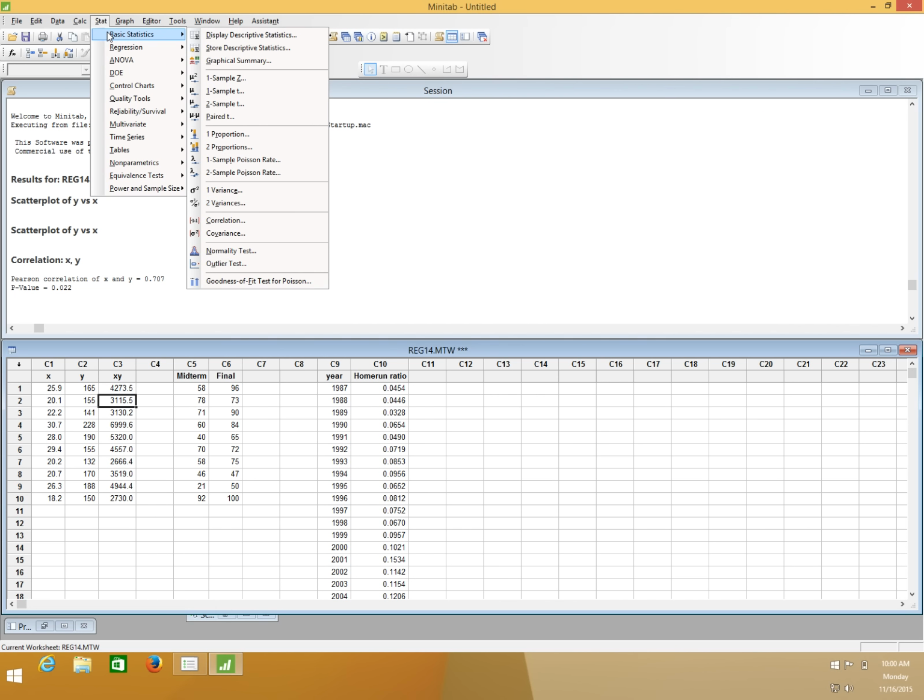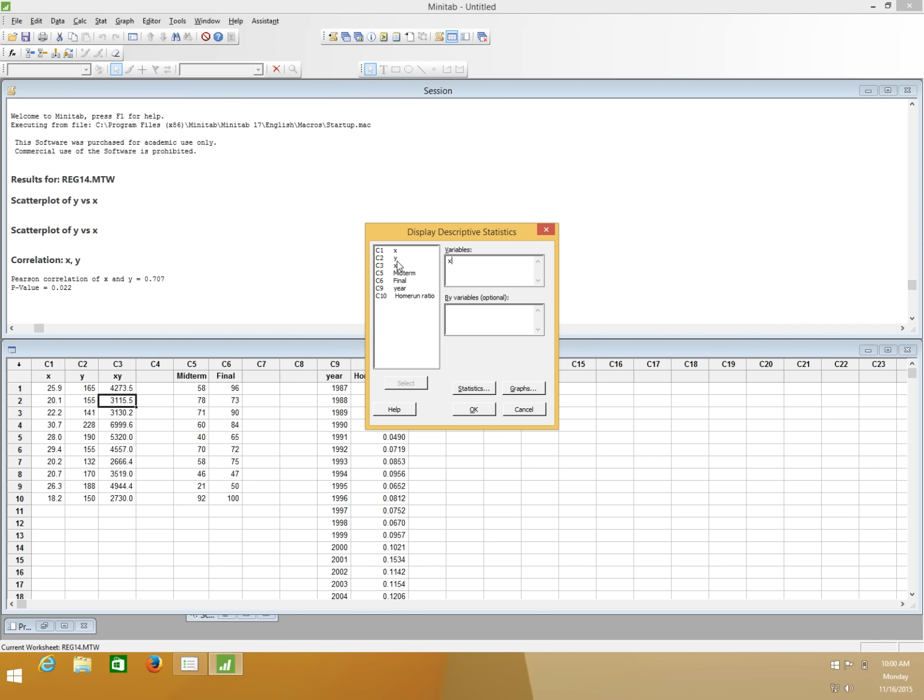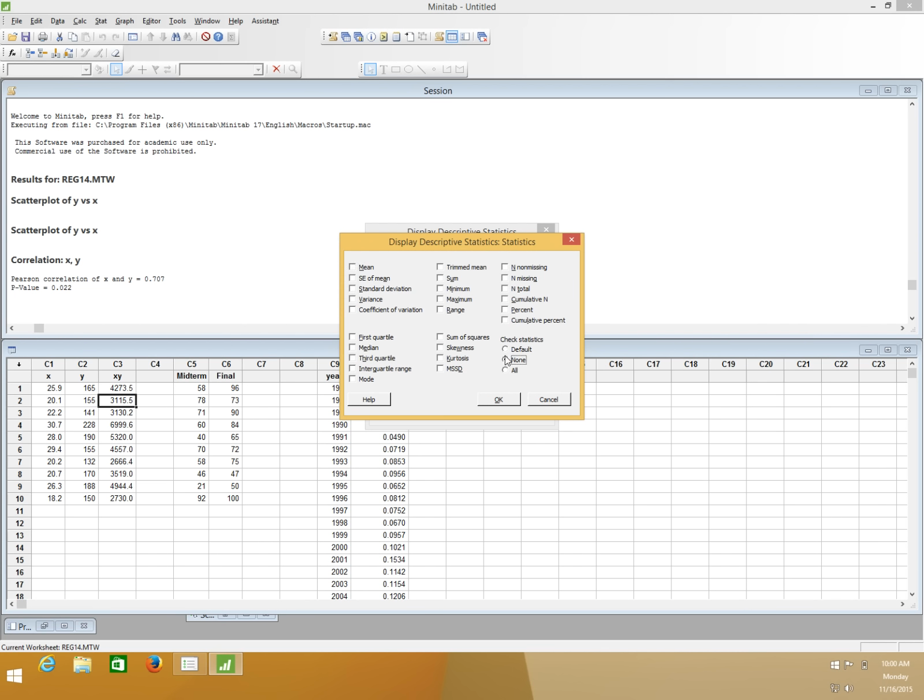Recall we've already talked about doing this: Stat, Basic Statistics, and I can go to Display Descriptive Statistics. Okay, so here I'm interested in column 1, column 2, and column 3. What am I interested in? Well, I'm definitely interested in the average, so I want x bar, I want y bar. I want the standard deviations, I want s of x, I want s of y. I want the sum. Okay, and that might be mostly what I'm interested in here.